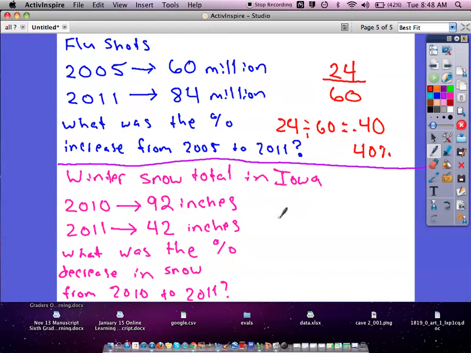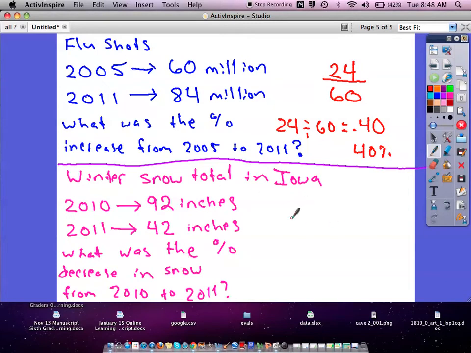Now when we come down here to winter snowfall totals in Iowa, in 2010, 92 inches of snow. Last year we had a lot less snow than the year before. We only had 42 inches of snow. So I need to know what's the percent of the decrease. Okay? So the percent of the decrease.